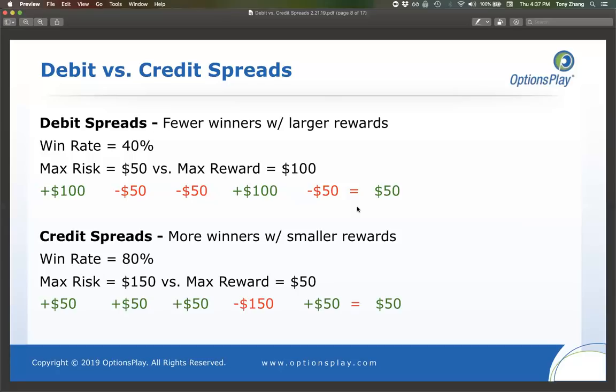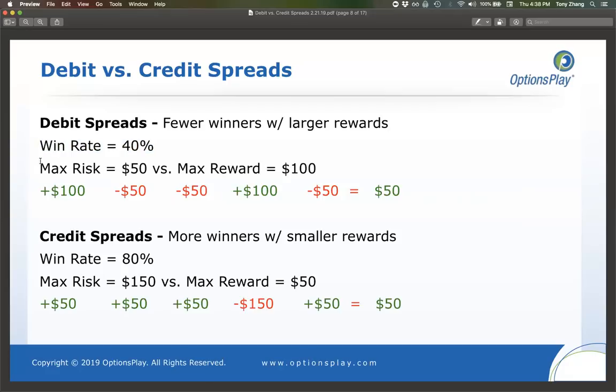So I think it's really important to understand what it actually feels like from a trading perspective to trade these 2 strategies. So, like I said before, with respect to debit spreads, these are low probability but high risk reward, which means that you typically have fewer winners, but you do have larger rewards on the trades that you do win. So many times a win rate for a debit spread is 40, 50%, which doesn't sound very attractive.